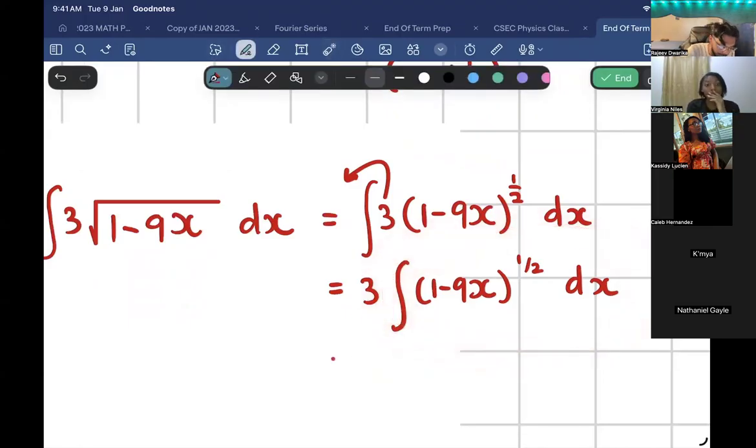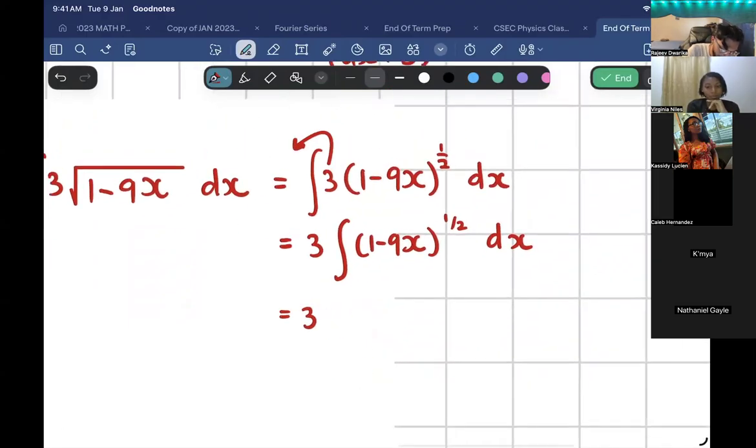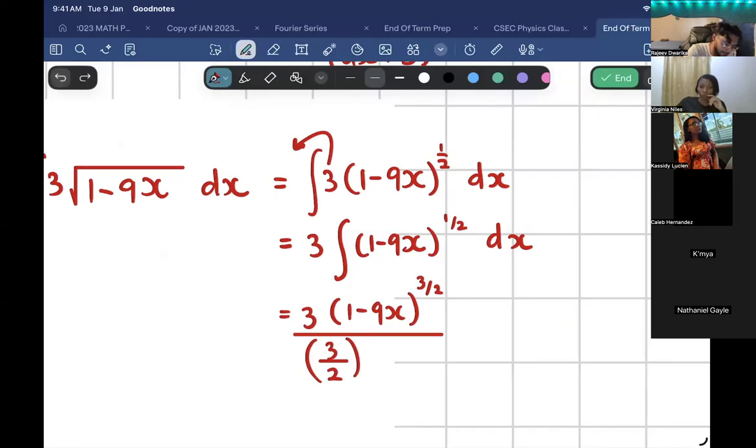So tell me what's the next step from here, Cassidy? Okay, so I'm going to add 1 to my power, so it would be a half plus 1, so to the power of 3 over 2. Good. And then it's going to be over my power 3 over 2, and then 9 multiplied by 9. Take your time.